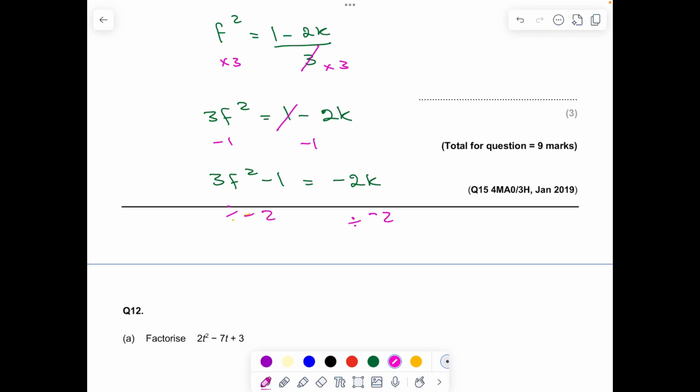And that gives us, this is going to change the signs because I'm dividing by a negative number, so minus 3f squared plus 1 over 2 equals k. You can write it the other way round if you don't like the negative starting at the beginning, so you can put k equals 1 take away 3f squared over 2.